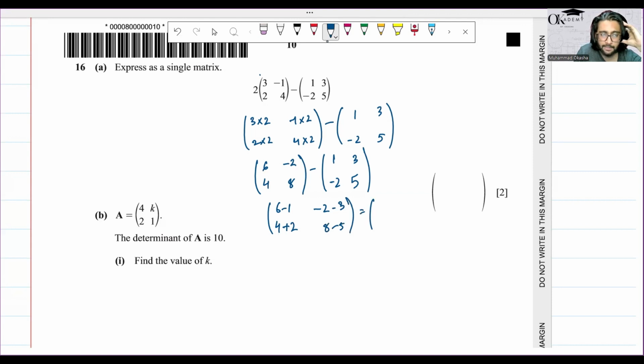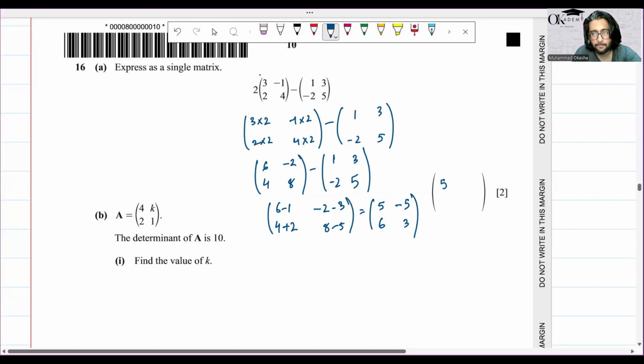And I'll be left with 6 minus 1 is 5. 4 plus 2 is 6. -2, -3 is -8, -5. Sorry. And 8 minus 5 is 3. So 5, 6, -5, and 3. Right? That is my answer. This was simple. Okay.